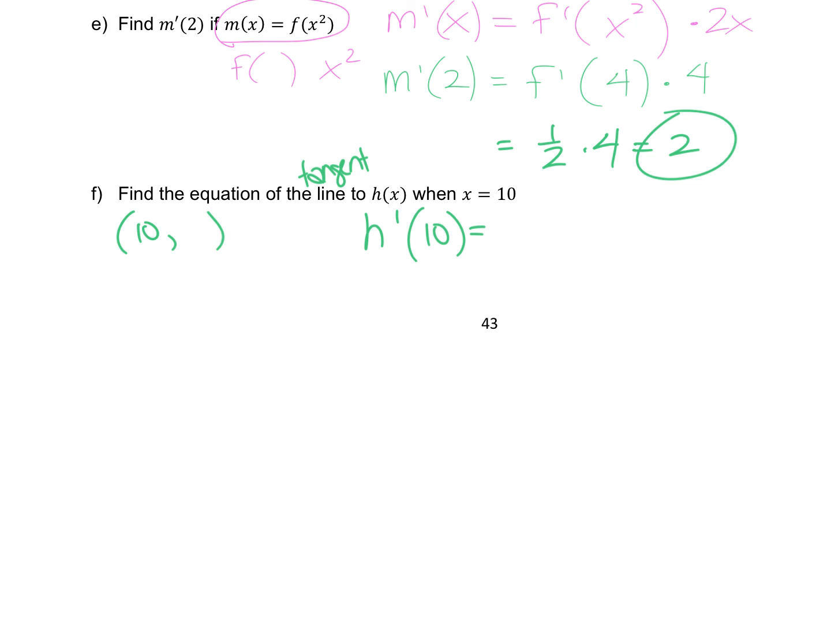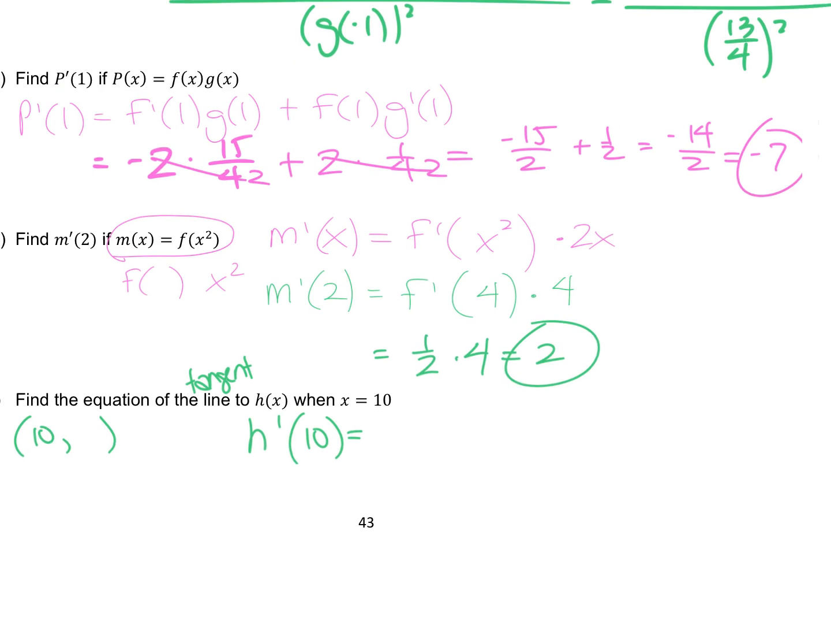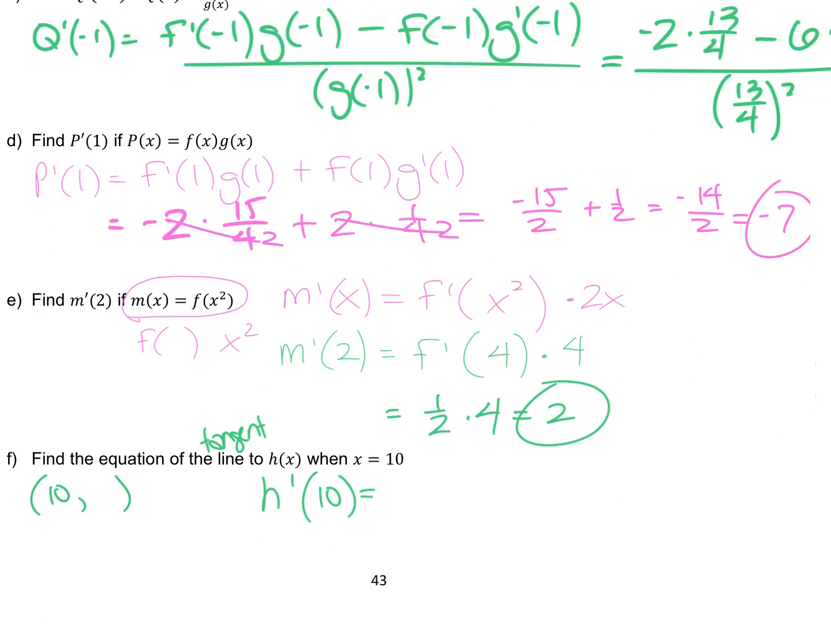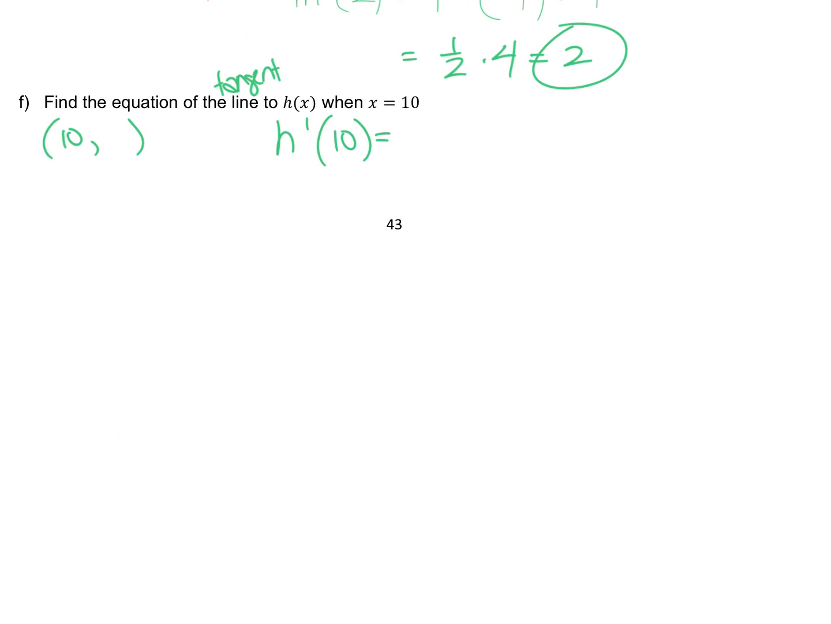All right. Where did we define what h was? Way back up at the top. And, oh, look at part A. What did we find in part A? h prime of 10. We already found that. What did we say way back here? H prime of 10 was 2. That is my what? Slope. Yay. Now, what's the only thing I'm missing?